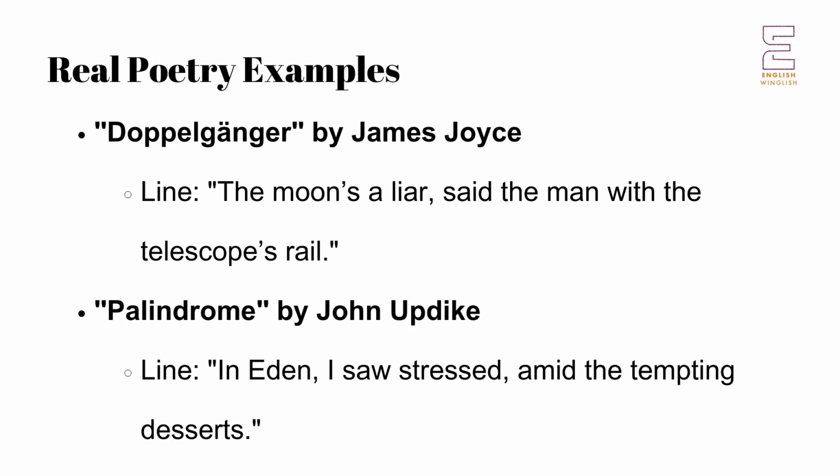Real poetry examples. Doppelganger by James Joyce. In this poem, Joyce uses Amphisbaenic rhyme subtly. The moon's a liar, said the man with the telescope's rail. Palindrome by John Updike. Updike's use of backward rhyme is evident in this playful line. In Eden, I saw stressed amid the tempting desserts.